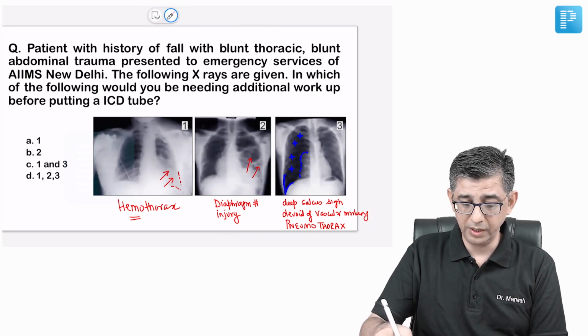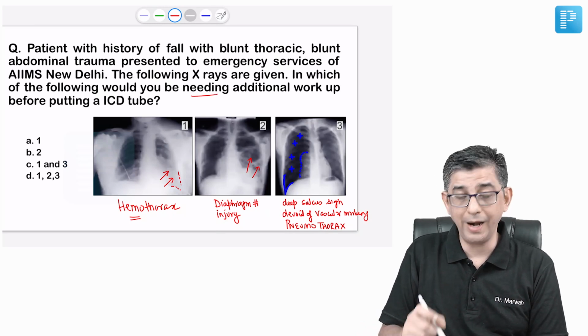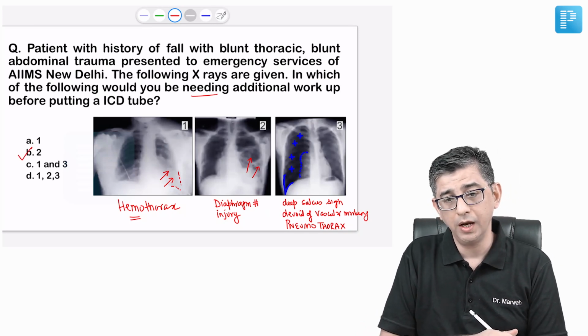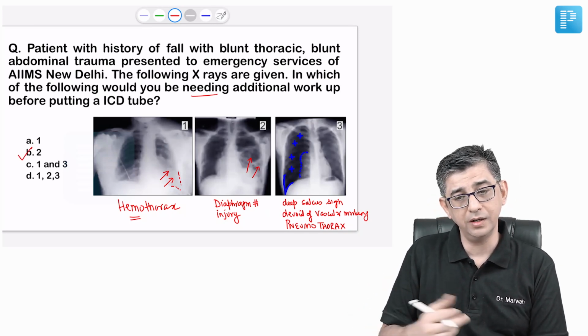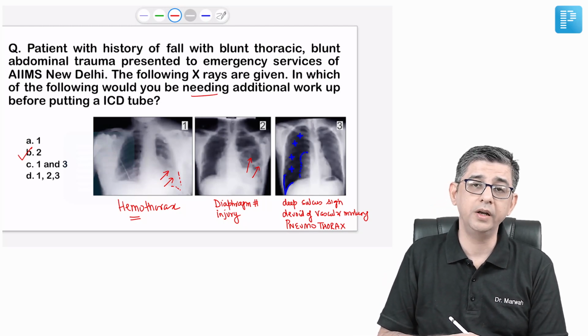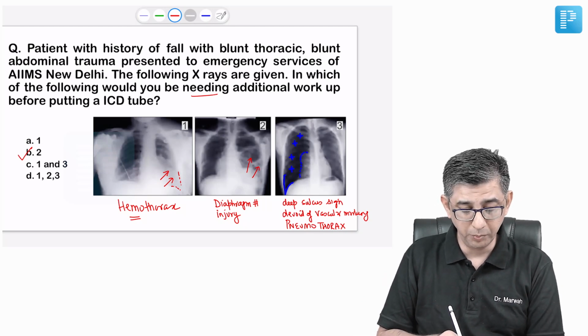So the question here says, let's read the line again. Which of the following would you be needing additional workup before putting in a chest tube? That would be for X-ray number 2. And as far as X-ray number 1 and 3 are concerned, we can put in a chest tube. I mean, hemo-pneumothorax could be occurring in 2 different patients or in a single patient as well. So chest tube drainage would be warranted.